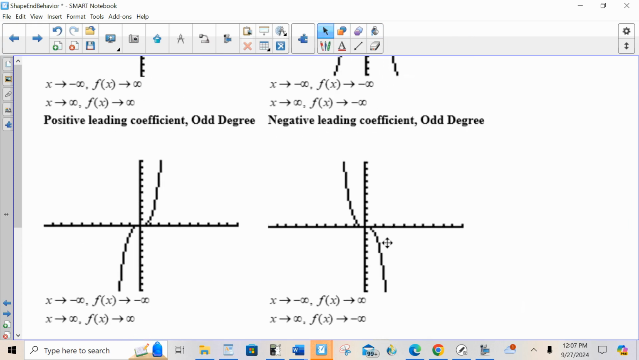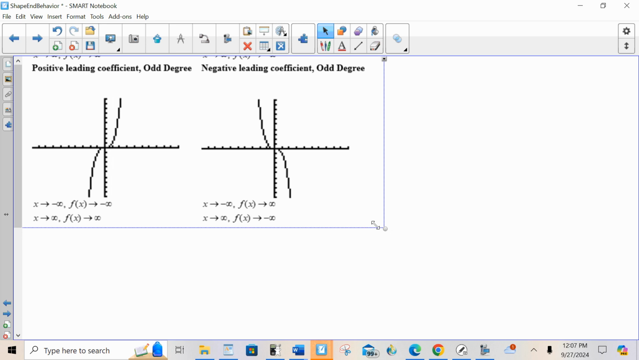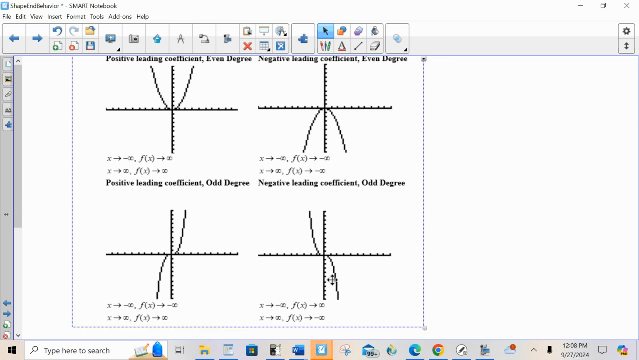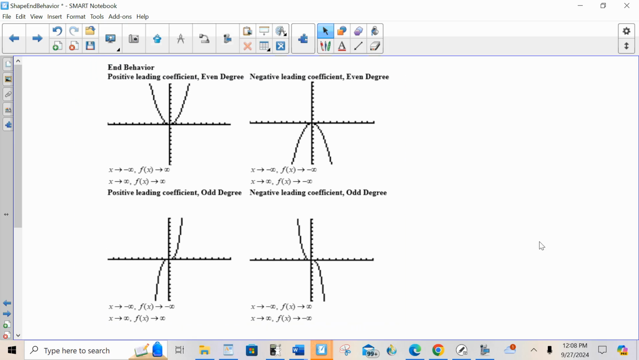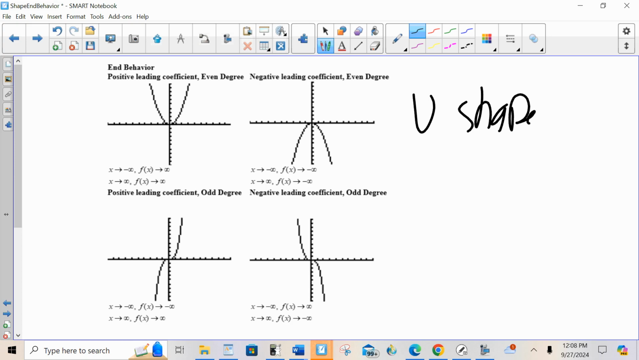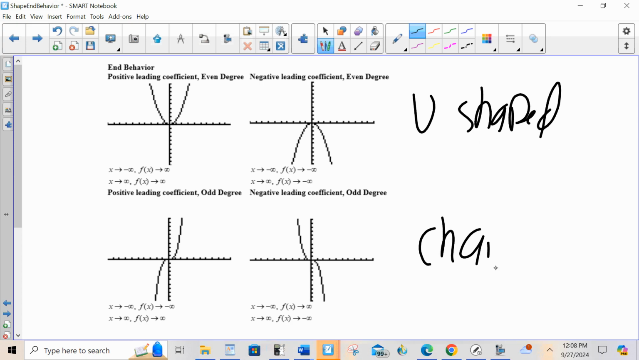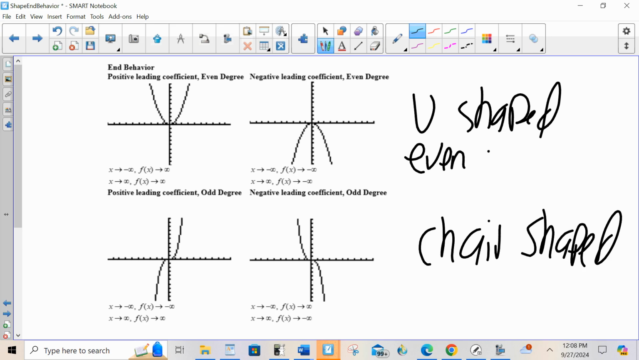Let me just make this a little bit smaller so it can fit on one screen. I'm going to call these here U-shapes because they're U-shapes. I'm going to call these chair-shaped because they look like a chair, like you can sit on them. U-shaped has an even degree. The degree is the highest exponent that you see. So if the degree is even, it's going to be U-shaped. And if the degree is odd, it's going to be chair-shaped.